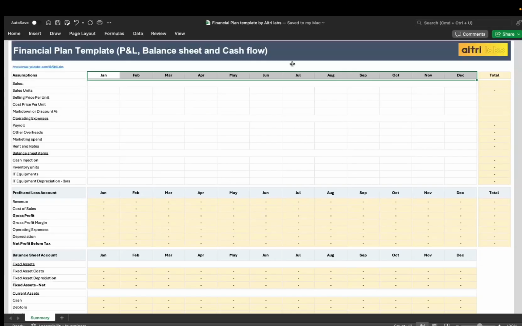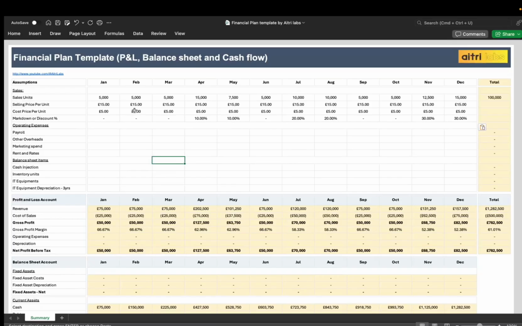Step 1, sales information. So this is my sales information data. In my scenario, you can see I've put in my sales units, my selling price, and my cost price per unit. I've also put my markdown and discounts there. Step 2 is operational expenses.